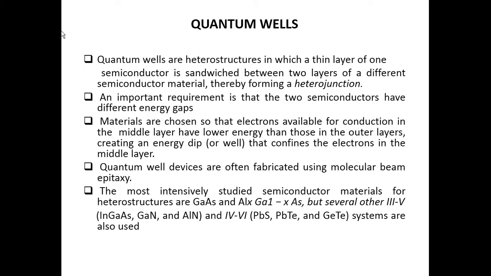So in quantum wells, the materials are chosen so that electrons available for conduction in the middle layer, in our example the gallium arsenide layer, have lower energy than those in the outer layer. The outer layer has a higher energy level, and the sandwiched semiconductor, gallium arsenide, has a lower energy level. So there is an energy dip, or well. That is why it is called a quantum well, because we quantize the motion of electrons in that well region. Follow my point.